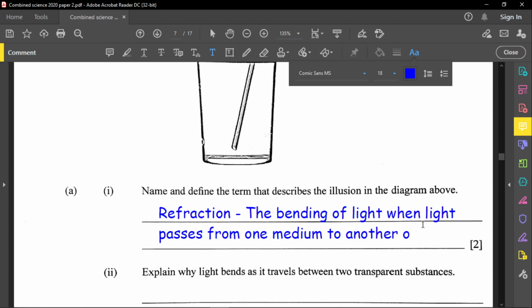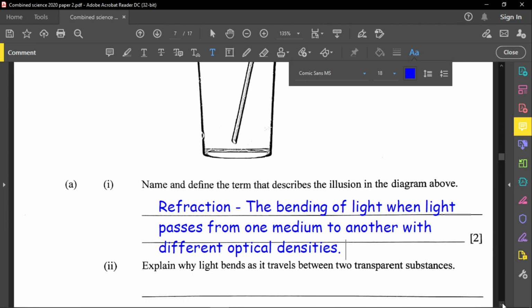Or I could say, to another with different optical densities, because it's the densities that will make the light bend. If it's the same type of medium, then no bending will take place. But once the optical densities are different, then light will bend.